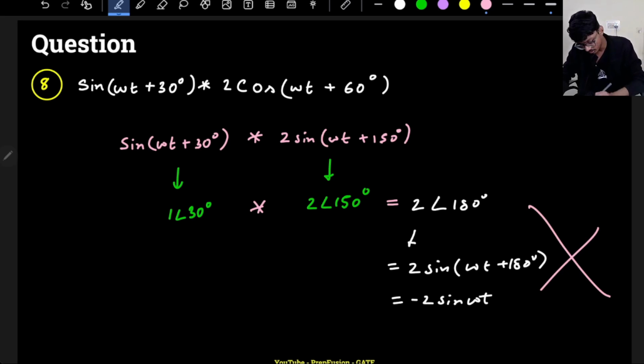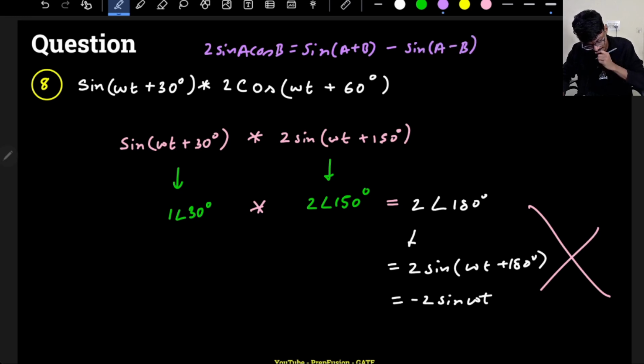Why is this wrong? Because if you remember, when I multiply sin a and cos b, or cos a and sin b, there is angle addition and difference, right? If you remember this formula, 2 sin a cos b, it has some sort of formula. From what I remember, it is sin of a plus b plus sin of a minus b. Is that correct? Am I remembering it correctly? Sin a cos b plus cos a sin b. Yes, I think this is the formula only.